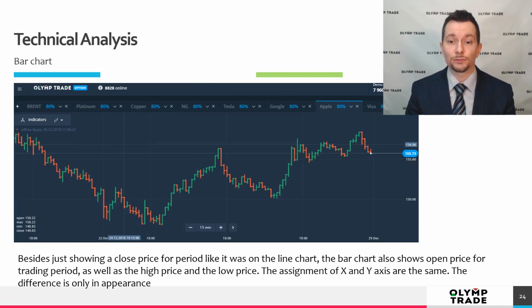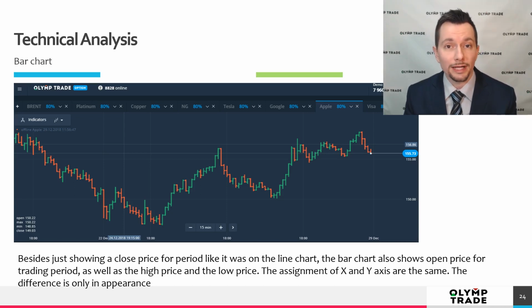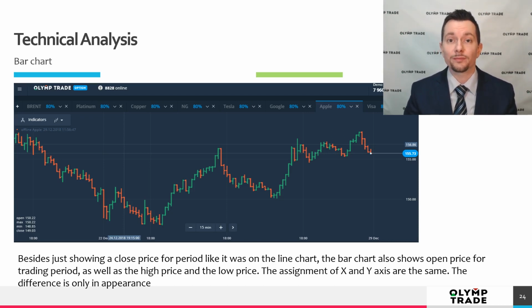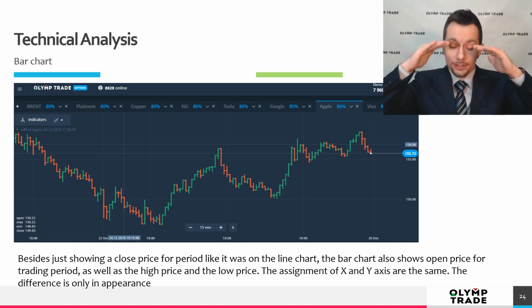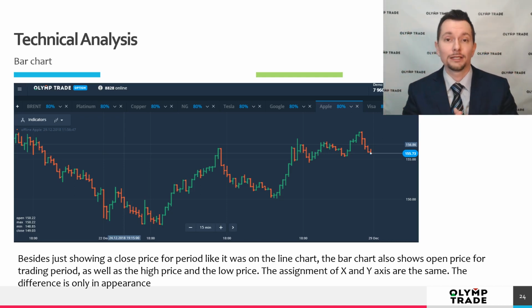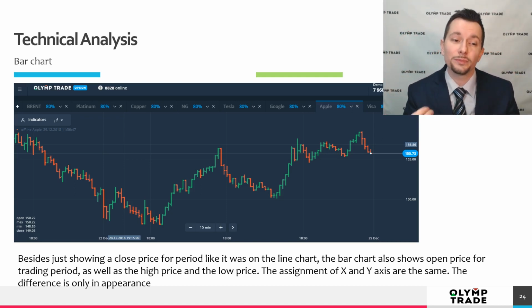Moving on, this is what a bar chart looks like. Now, besides just showing a close price, this chart actually shows us four things. This shows us the opening, the closing, and where the price was highest and where the price was lowest. So this gives us a little bit more data on top of color. Pretty simple, don't you think?